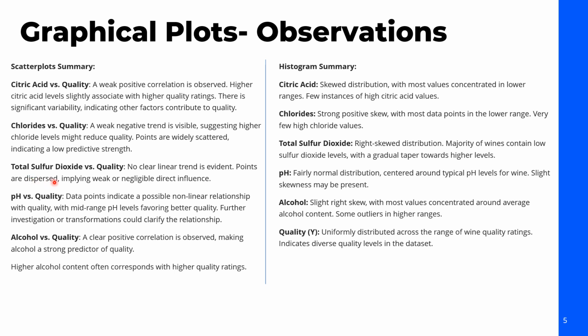Going to the total sulfur dioxide, there's no clear linear trend evident. Points are dispersed, which could be due to a weak or negligible direct influence. Talking about the pH, data points indicate a possible non-linear relationship with the quality, with mid-range pH levels favoring better quality. We could still look at this when we do the transformation.